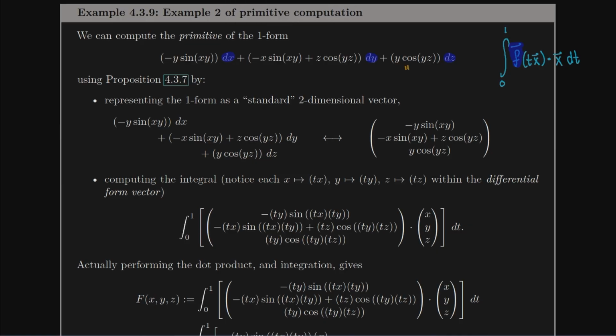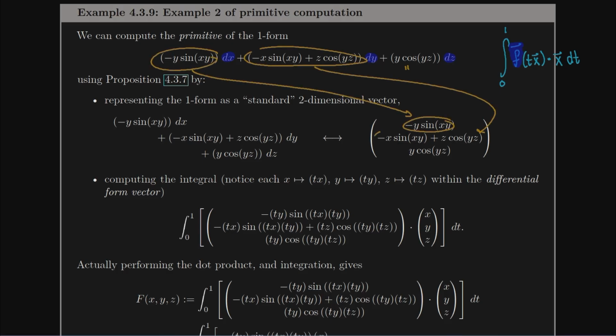So let's write our form out as a vector. We're going to take the x component and include it in the x component. We're going to take the y component and include it in the y component. We're going to take the z component and include it in the z component. So we've transitioned our differential one form into a vector.